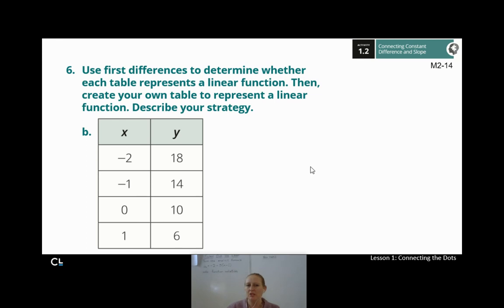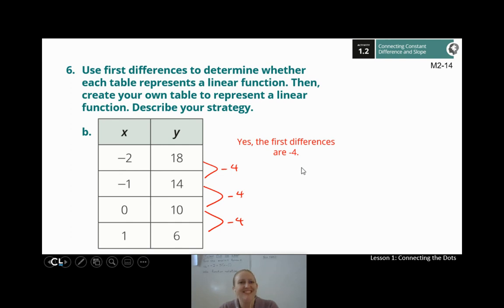What about B? How'd you do on B? Again, I'm just going to check my y's. -2, -1, 0, 1. Great, we're going up, up, up. Fabulous. Now let me check my first differences. It looks like I subtracted 4 to get from 18 to 14. I'm going to subtract 4 again to get from 14 to 10. And I'll subtract 4 again to get from 10 to 6. Beautiful. They're all the same. So yeah, this is a linear function. The first differences are all -4.